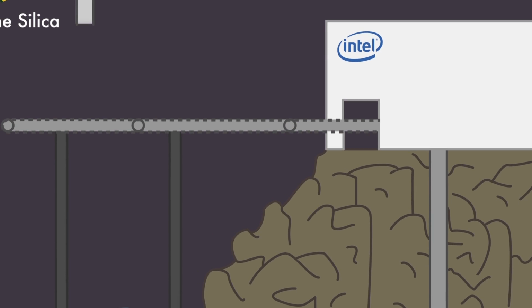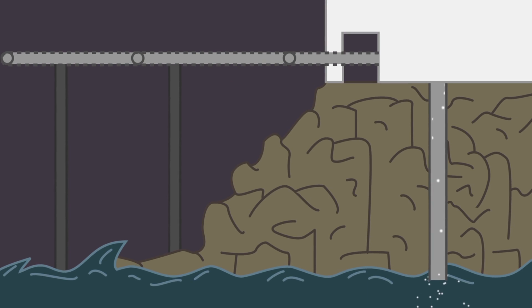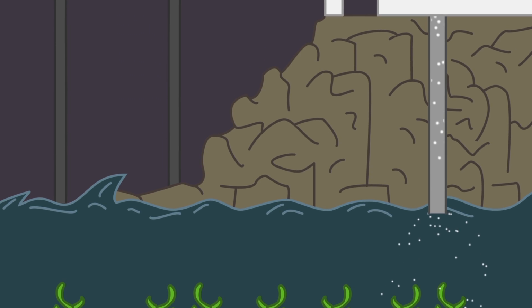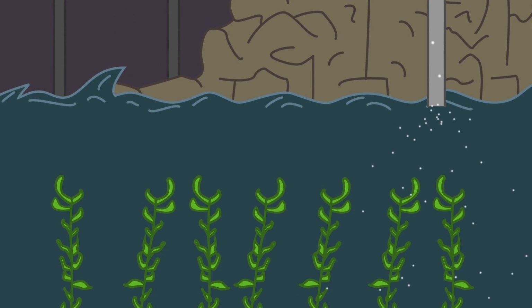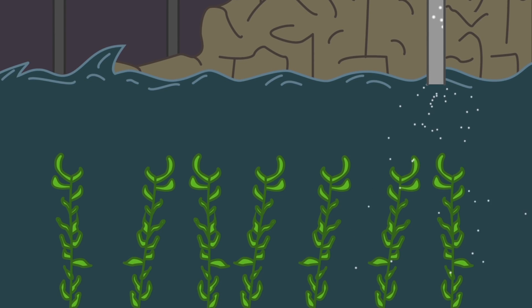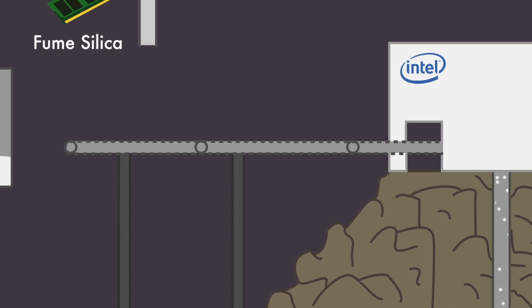But computer chip manufacturers won't be able to use all of the fumed silica being produced. Silica is a natural base that can help reverse the increasing acidity of our oceans and feed the phytoplankton that help make our underwater ecosystems thrive.